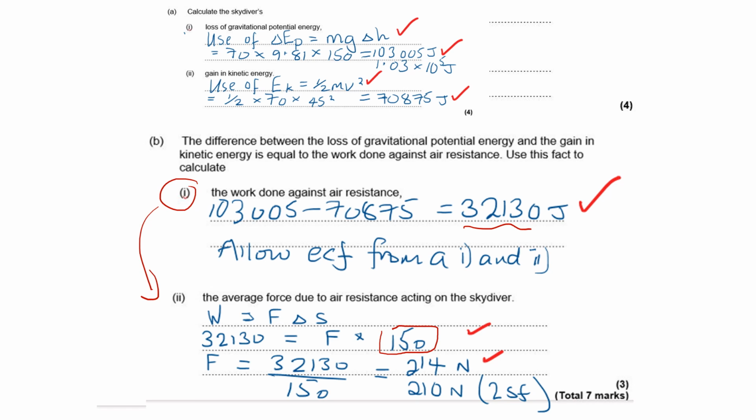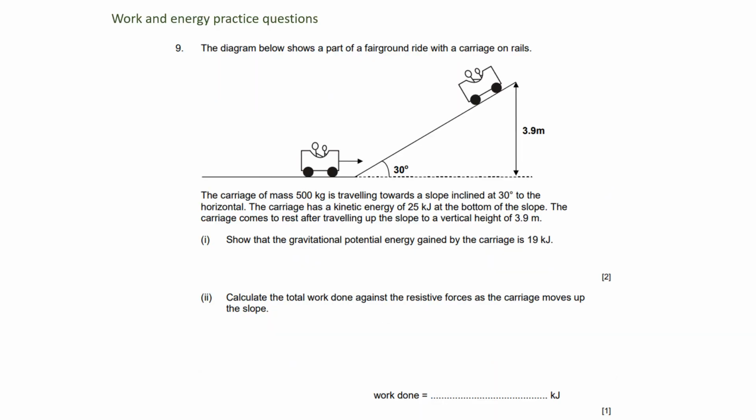How did you do? So we're now going to practice some questions on work and energy. Question here, the diagram shows part of a fairground ride with a carriage on rails. The carriage of mass 500 kilograms is travelling towards a slope inclined at 30 degrees to the horizontal. The carriage has a kinetic energy of 25 kilojoules at the bottom of the slope. The carriage comes to rest after travelling up the slope to a vertical height of 3.9 meters. Part 1 showed that the gravitational potential energy gained by the carriage is 19 kilojoules.